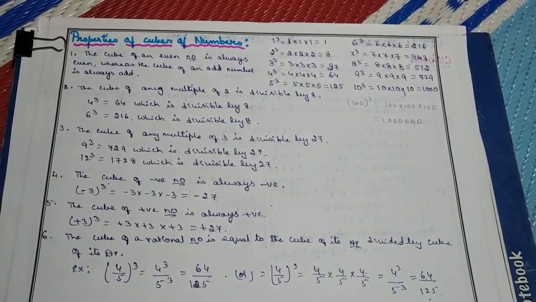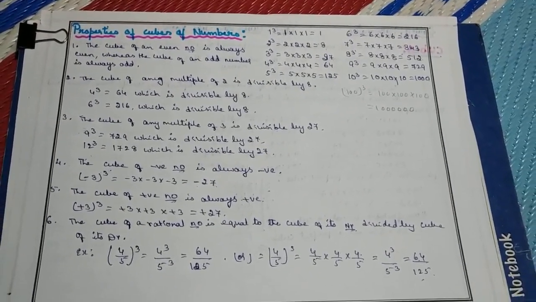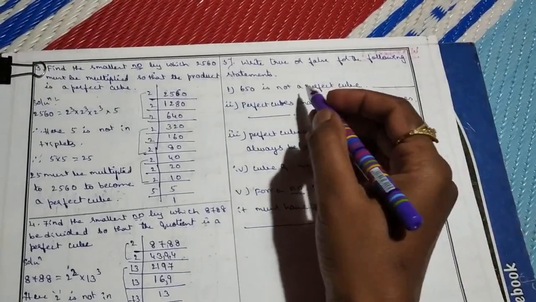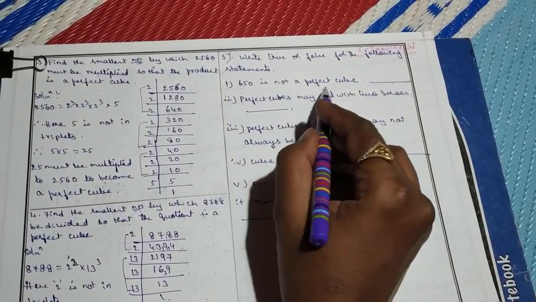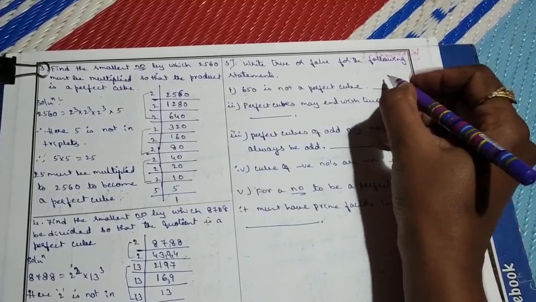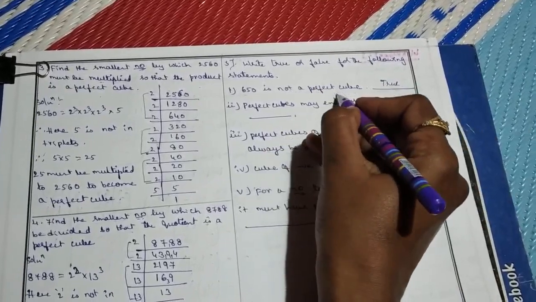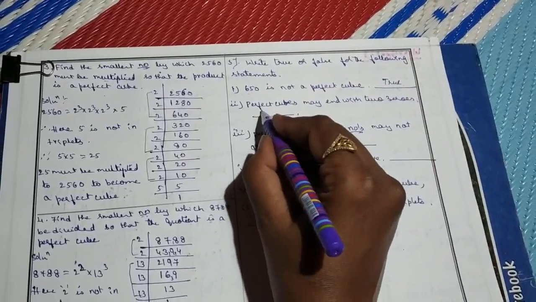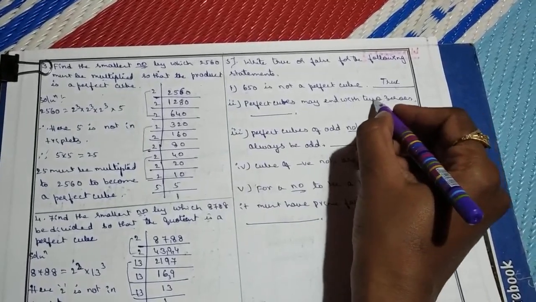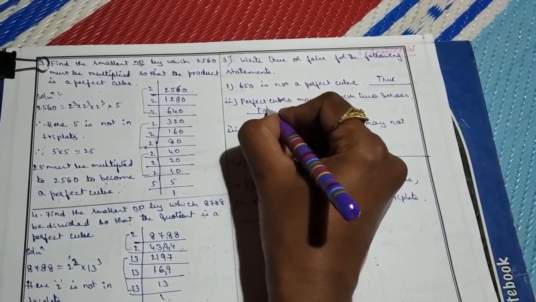If it is ending with 1 zero or 2 zeros in the respective places, then directly we can say it is not a perfect cube number. So now solving the questions, in the first one, 650 is not a perfect cube. You can see it is ending with 1 zero, meaning directly I can say the statement is true because he said that it is not a perfect cube. Yes. Then the second question, perfect cubes may end with 2 zeros. Just now we have discussed that if they end with 1 zero or 2 zeros, it is not a perfect cube. So the statement is false.